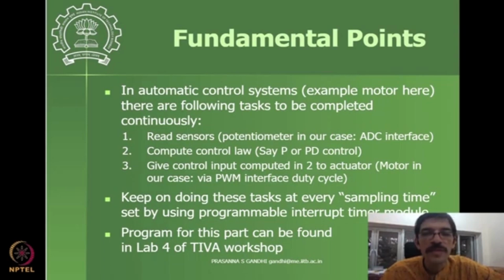And how do you set up the sampling time? We will see that the sampling time is set up by using the interrupt timer module. Typically all microcontrollers will have a programmable interrupt timer module, which will allow you to set up an interrupt service routine which will run every sampling time that you have set. Now let me explain this concept: how do interrupt and timer work together?